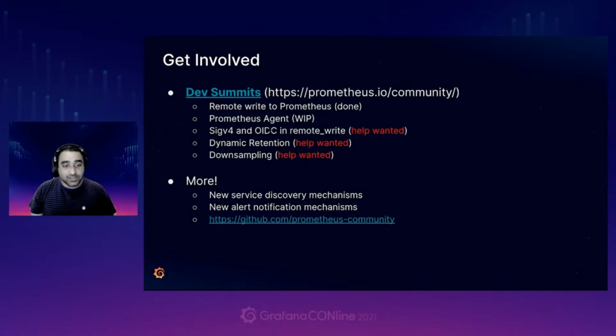A few more things. We now support adding more service discovery and alert notification mechanisms in Prometheus. So if you want to have native service discovery, or if you want to stop using one of your webhooks for your Alertmanager, maybe you can get involved by adding that integration. We also have the Prometheus community with a lot of exporters and other community projects. That's one avenue where you can get involved as well.